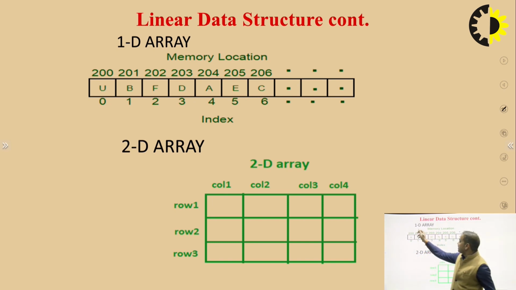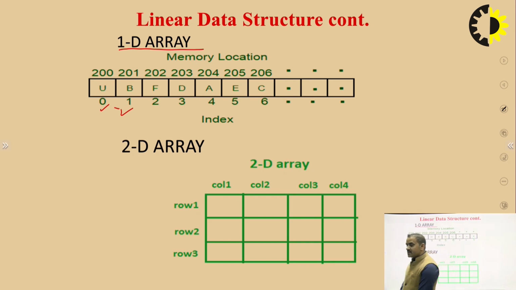Here the first one is a one-dimensional array. This is the memory location where we have to create a one-dimensional array, and the indexing starts with 0, 1, 2, 3, 4, 5, 6. If we want, we can access the data from 1, 2, 3 or 4, but by default, the indexing of an array starts with 0.